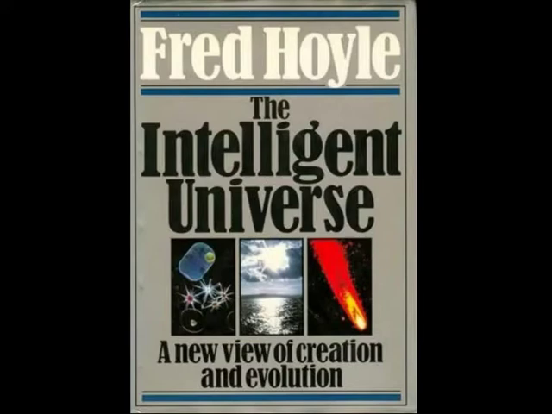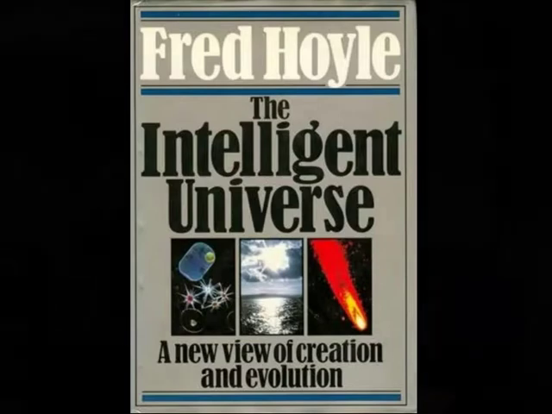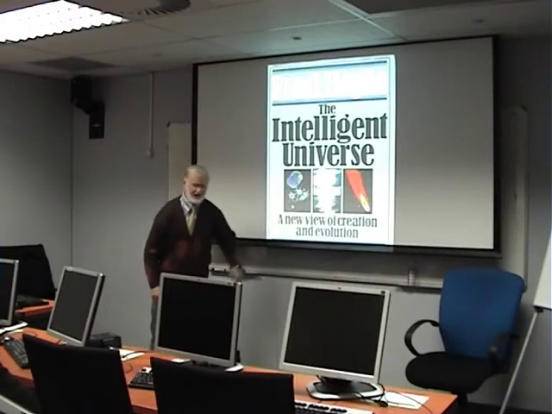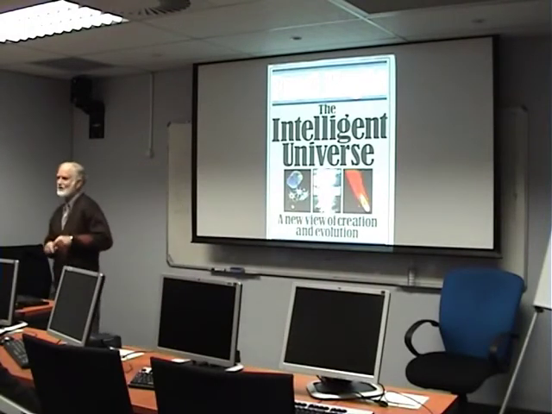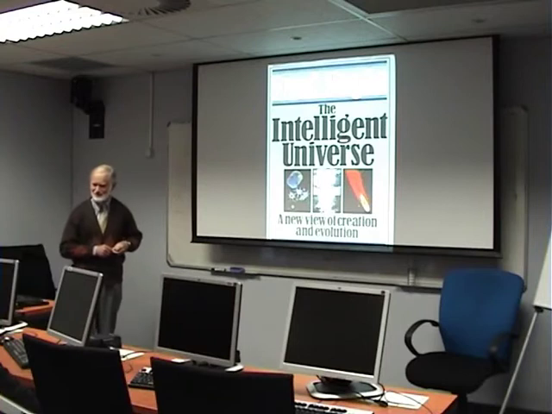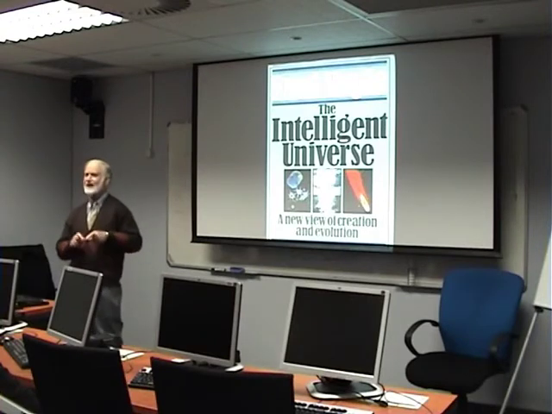To get anything published, he had to publish it himself. For example, this book, A New View of Creation and Evolution, but that's not allowed. You're not allowed a new view of creation and evolution. You have to have the scientific establishment's view.